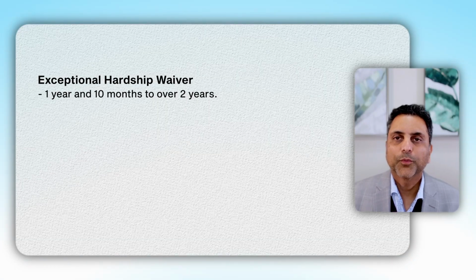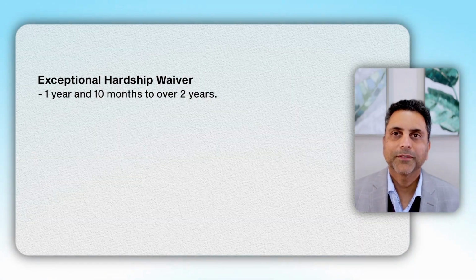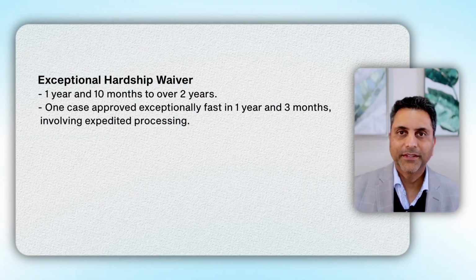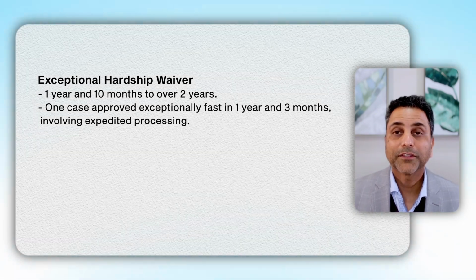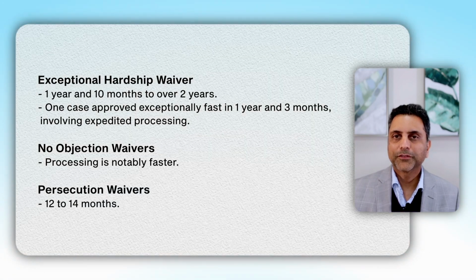For instance, the exceptional hardship waiver is taking anywhere from a year and 10 months to a little over 2 years, depending upon processing. We did get one recently approved within a year and 3 months, but that's on the very fast end, and that's where we also did expedited processing requests. Now, no objection waivers are much faster than that. Persecution waivers are taking anywhere from around 12 to 14 months. So as you can see, the time it takes depends upon the type of waiver. Now, this is the longest processing that I've ever seen for exceptional hardship waivers. So I'm hoping that those times are going to come down, because the times are ridiculous right now.